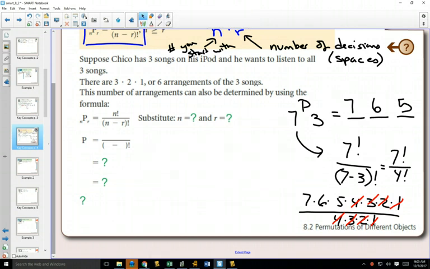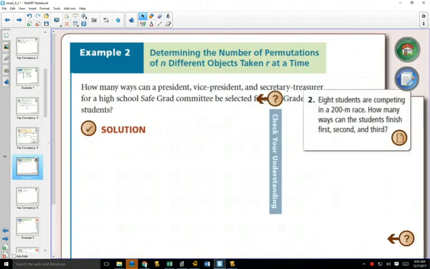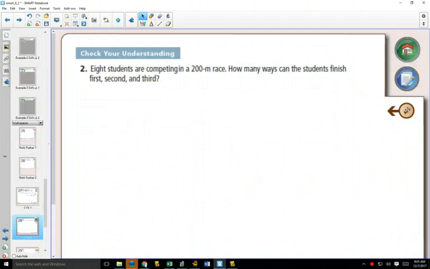Now you will get some questions that will ask you algebraically to play with the formula, to work with the formula, and we'll look at some of those. But for the most part, in actual questions, you're going to use spaces. So we're going to look at example 2 now, how we would do this with the formula, how we would do it with spaces. 8 students are competing in a 200-meter race. How many ways can they finish first, second, and third?